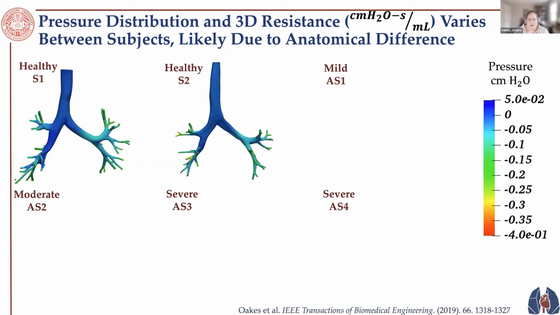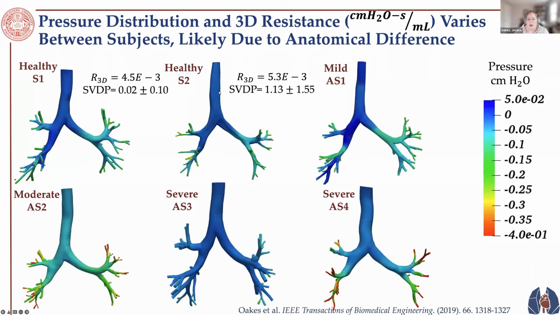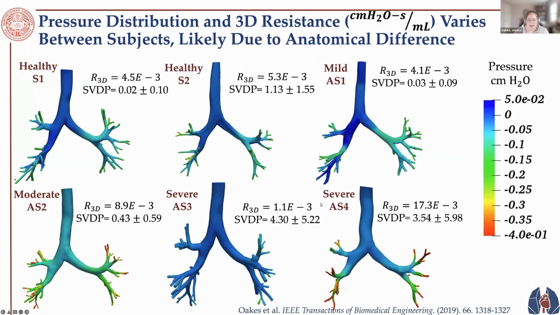Before I go into the data for the 26 subjects, I wanted to hone in on 6 subjects that we initially simulated. Here we looked at 2 healthy, 2 mild moderate, and 2 severe subjects. The healthy subjects had relatively the same 3D resistances as well as negligible SVDP. However, as we look more at these subjects with asthma, and specifically these 2 severe subjects, their 3D resistances are quite different. They're order of magnitude different, while their SVDPs are relatively the same.